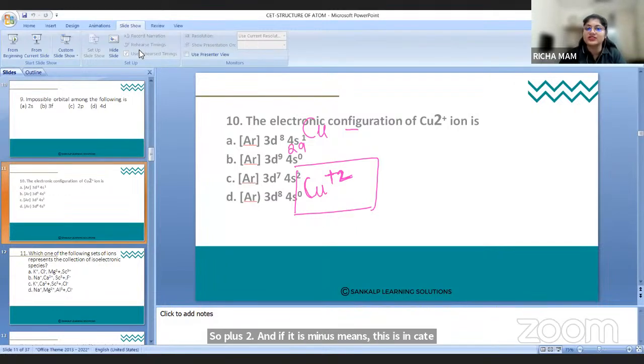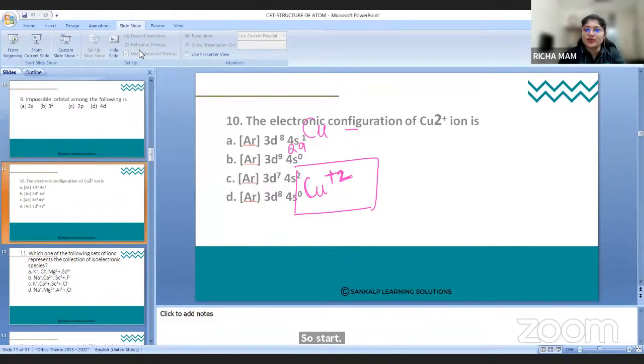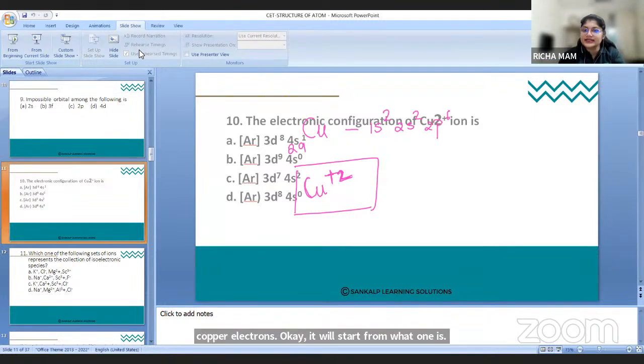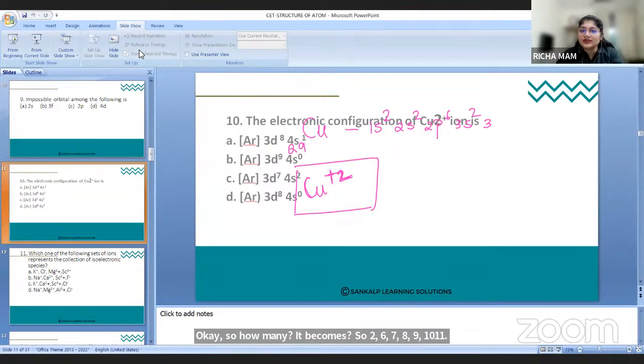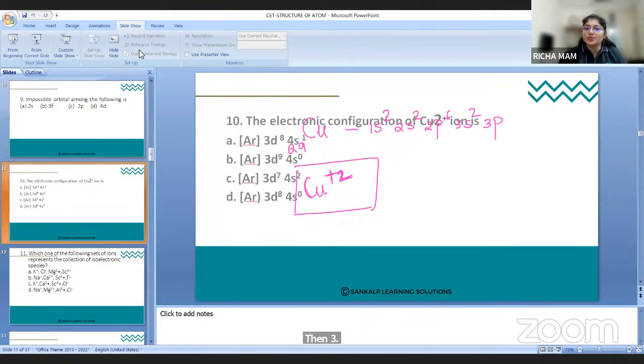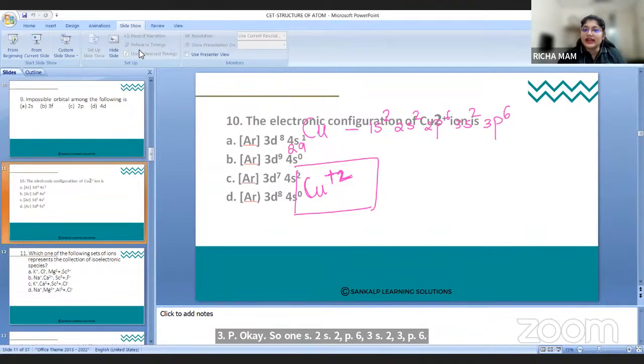So first we will write it for copper. It will start from 1s2, 2s2, 2p6, 3s2. How many does it become? 2, 6, 8, 10, 12. Then 3p: 1s2, 2s2, 2p6, 3s2, 3p6. So that makes 18.